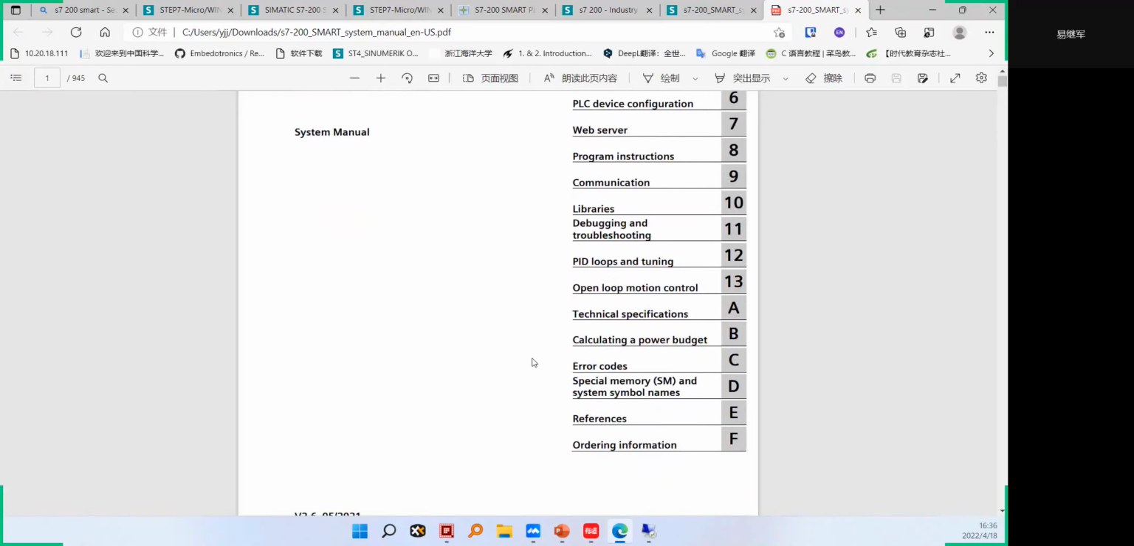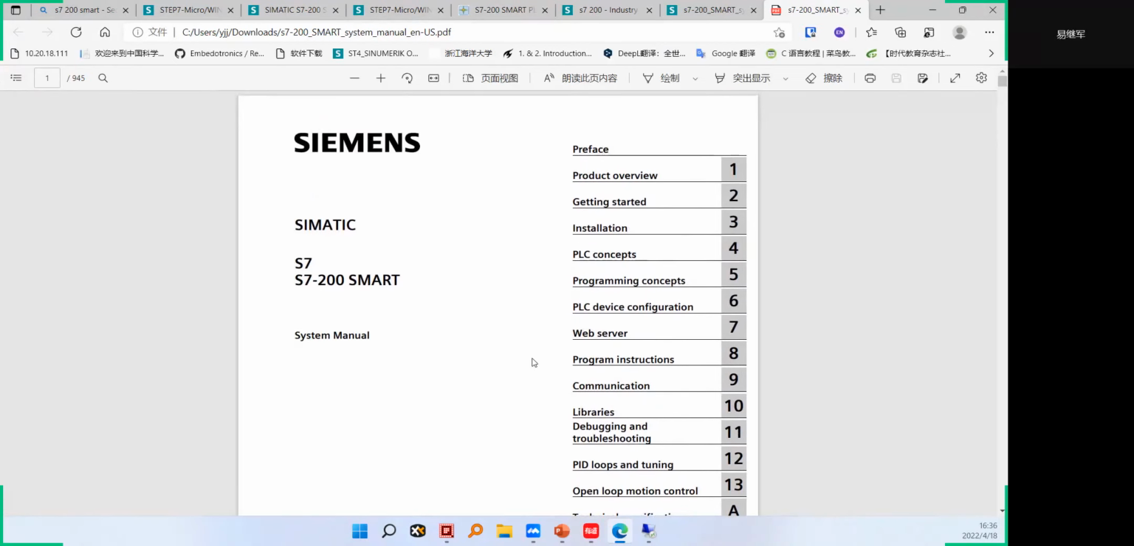This is for reference. If you want to totally learn something about the S7-200 Smart, you can learn from these manuals.